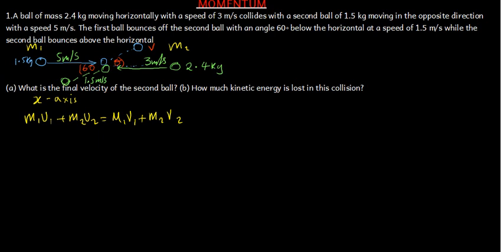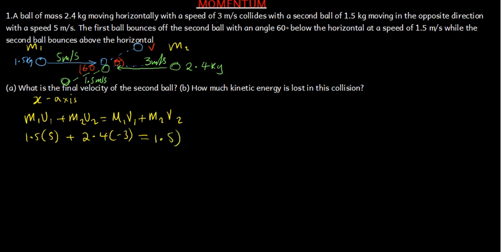And so for m1, the mass is 1.5 and the initial velocity is 5, so that would be 1.5 multiplied by 5. Then mass 2, the mass is that, the velocity is that, but because it's moving in the opposite direction, the velocity is going to be -3. And then we have mass 1 still, that is 1.5.